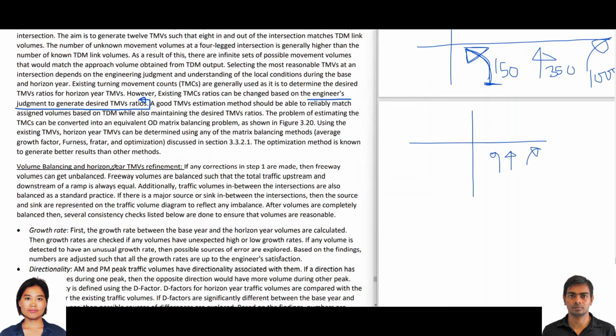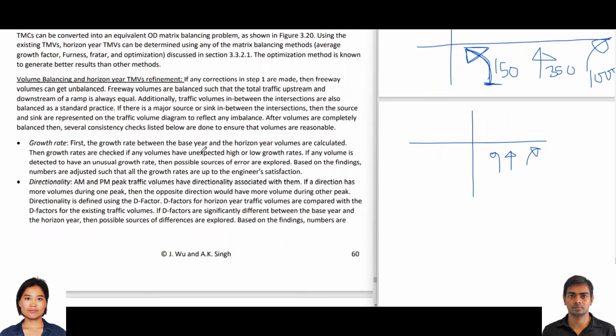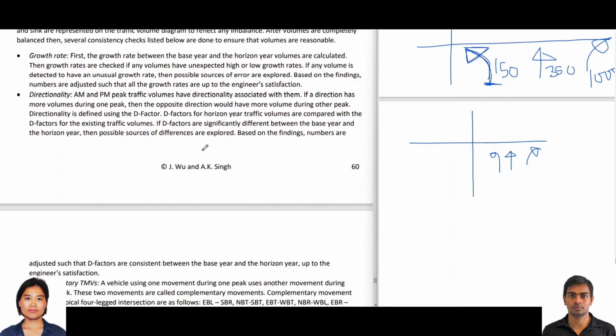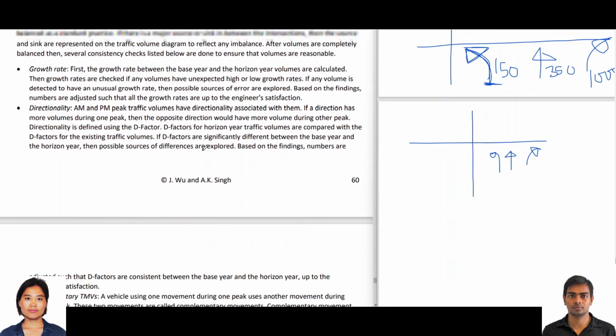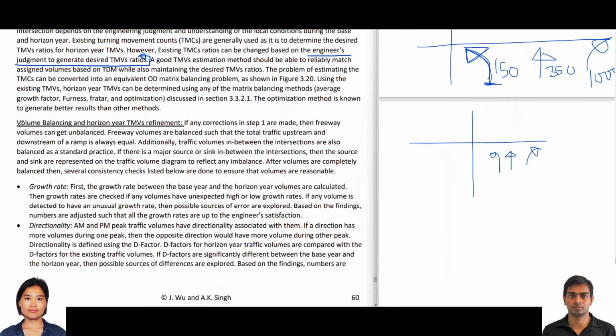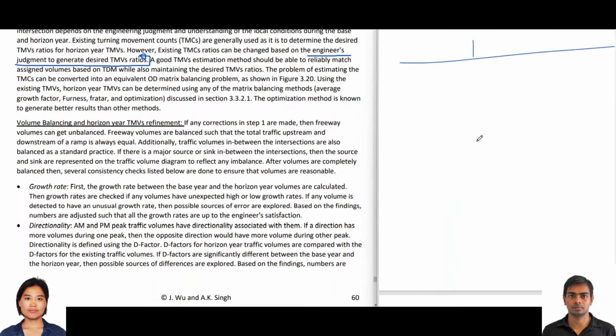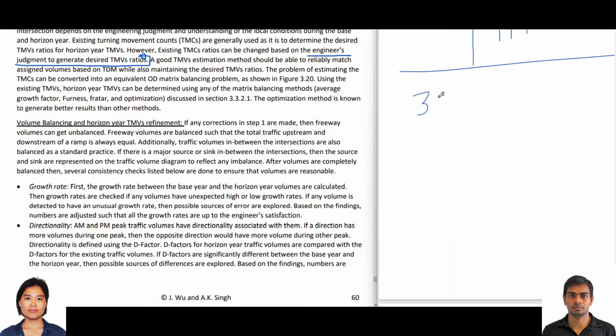Then there is something called volume balancing. Volume balancing is the final refinement where we adjust numbers such that they are consistent with each other. Volume balancing usually finds a lot of errors. At this stage, in the volume balancing stage, we usually find up to 30 to 50% of numbers being wrong, let's put it that way. So this is an important step for the final check.